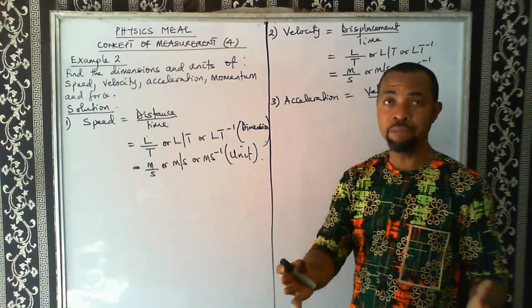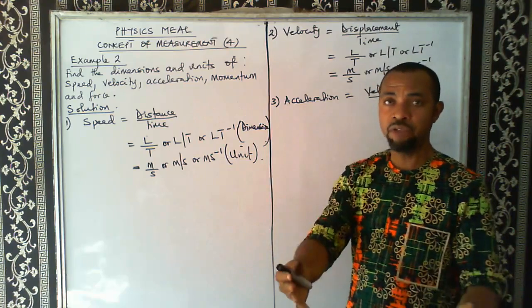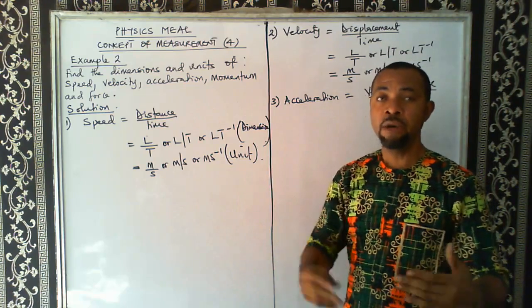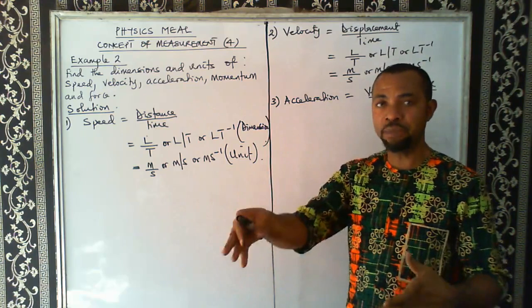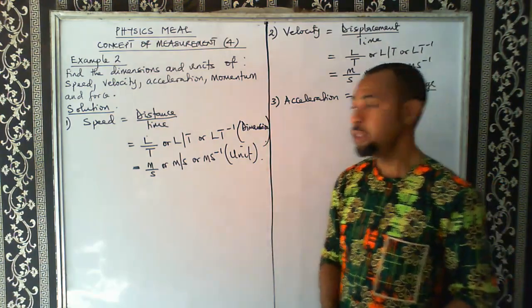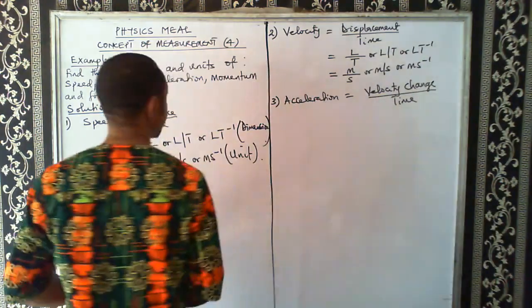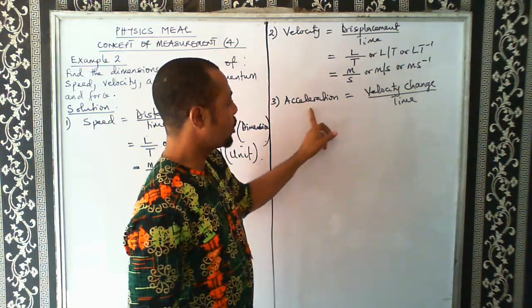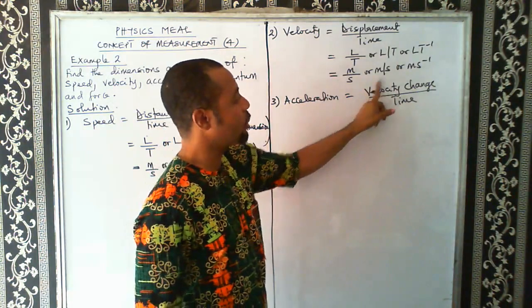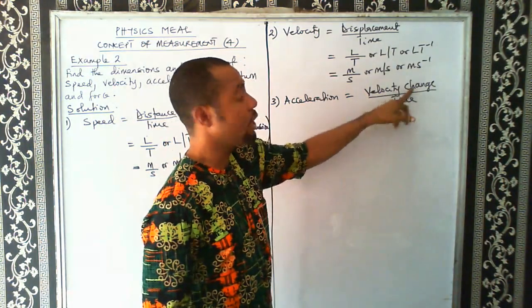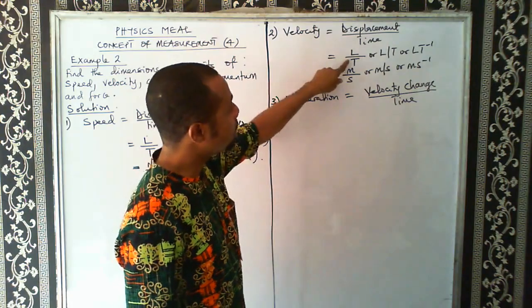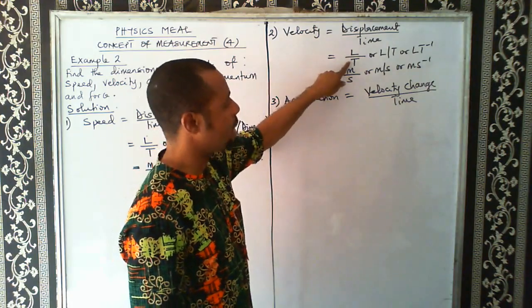So don't be bothered by the formula yet. For now, if you are a beginner, we are just giving you the formula for us to derive the dimensions and the unit. But with time, when you do these topics, you will know these formulas. All right. So already we are looking for the dimension of acceleration. Already we know the dimension of velocity. Velocity change has the same dimension as velocity, and that's length per time.